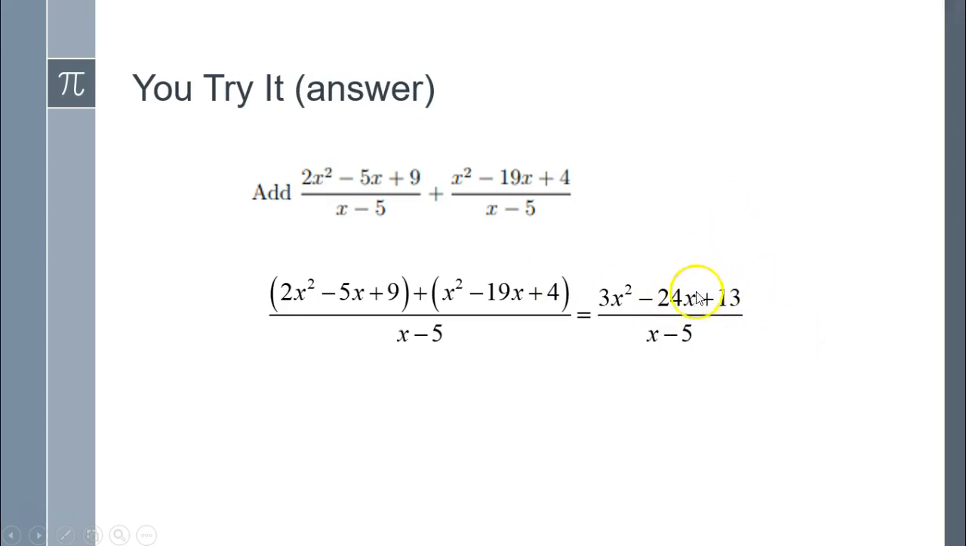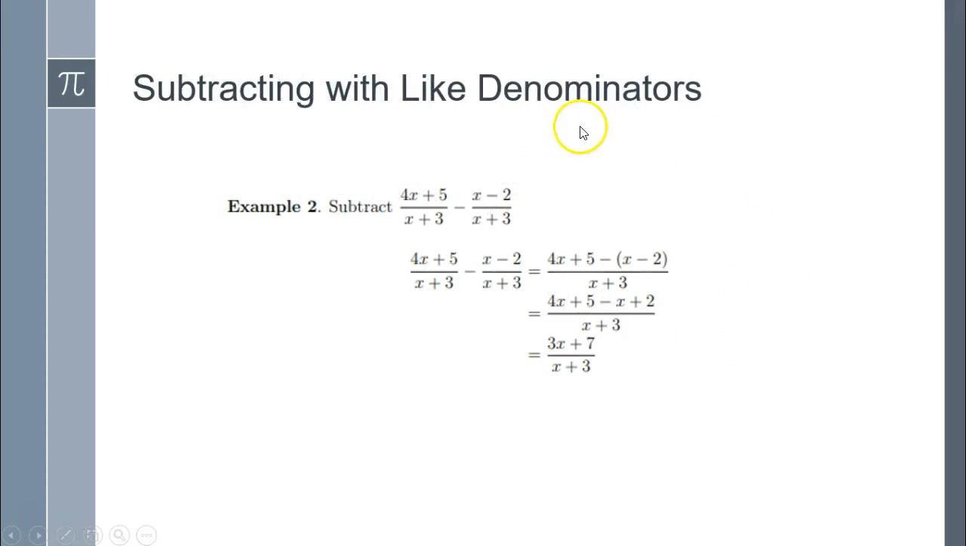I couldn't find a way to find factors of 39 that added up to negative 24, so it won't factor. So this is the solution. Alright, now subtracting with denominators that are already the same. You say, well, it's going to be the same thing.